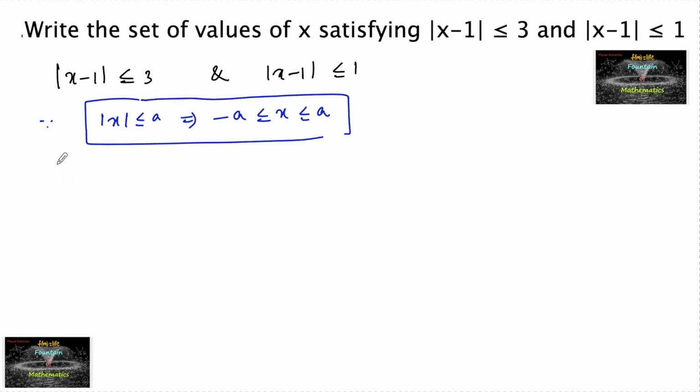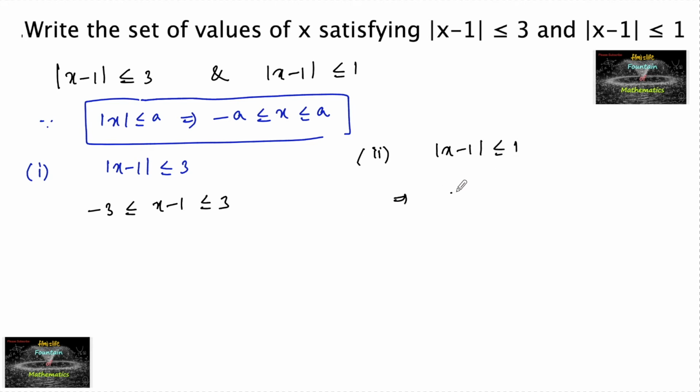For the two inequalities, the first inequality, mod of x minus 1 is less than or equal to 3, implies that minus 3 is less than or equal to x minus 1 less than or equal to 3. And the second inequality, mod of x minus 1 is less than or equal to 1, implies minus 1 less than or equal to x minus 1 less than or equal to 1.